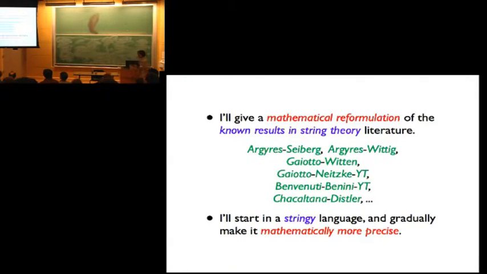So I'll give a mathematical reformulation of the known results in string theory, which were found in the last few years. It started with Argyres-Seiberg, Argyres-Witten, and there was a series of 3 papers by Gaiotto and Witten, in total 300 pages, so it's pretty hard to read. And there are a few papers I wrote with many friends of mine, and there was some paper by Jack and his students. I'm going to start describing the situation in a stringy language, and gradually make it more and more precise in a mathematical sense. So I guess string theorists in the audience will understand less and less as my talk proceeds, and hopefully mathematicians in the audience will understand more and more as the talk proceeds. OK, so let me start.